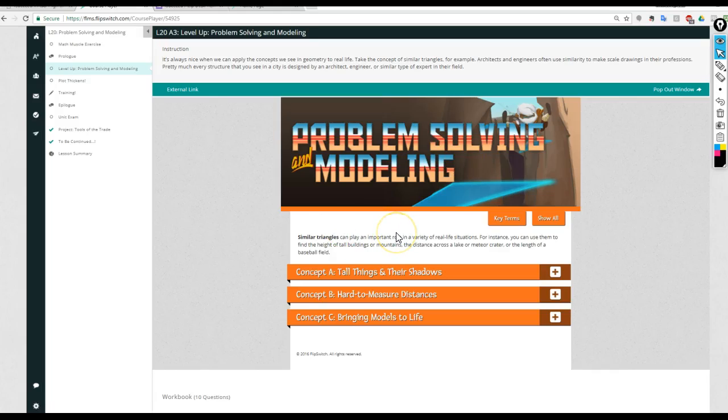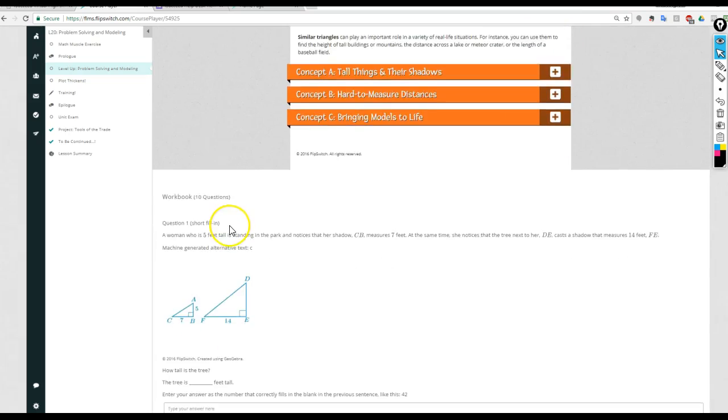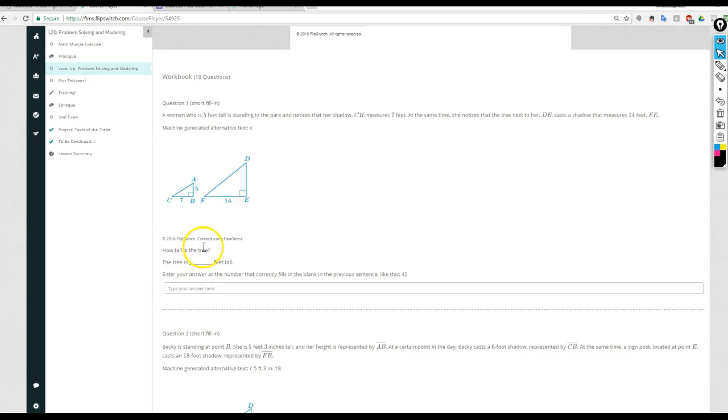Okay, so we're going to go through the workbooks on lesson 20 since there is not a checkpoint. So we'll just start with question 1.